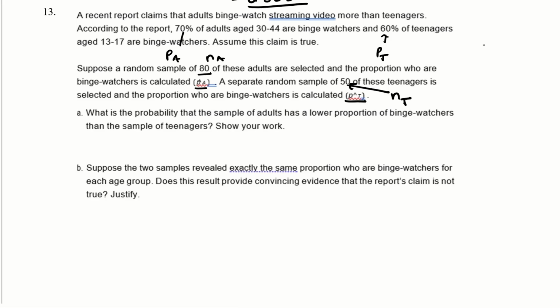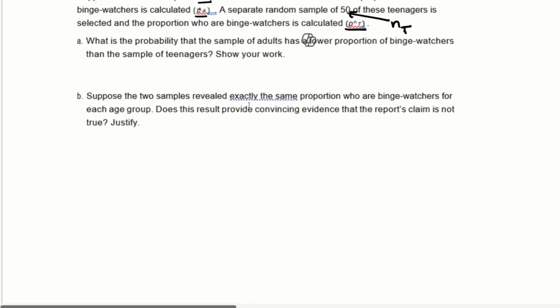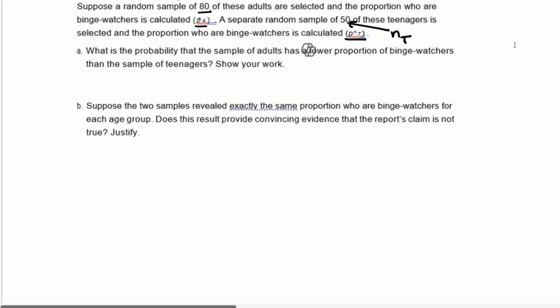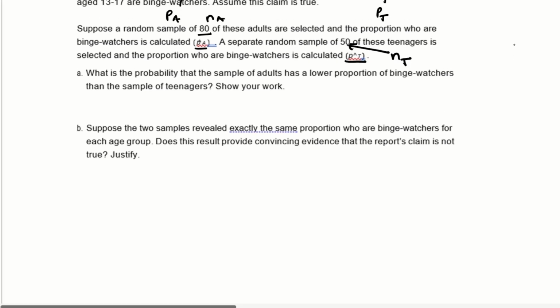What is the probability that the sample of adults has a lower proportion of binge watchers? We're going to need to spend some time calculating that, so let's do that over here. First off, we need to see if it's approximately normal. So we're going to do the 10% condition or the large counts condition. We're going to do NA times PA, so 80 times the 0.70.